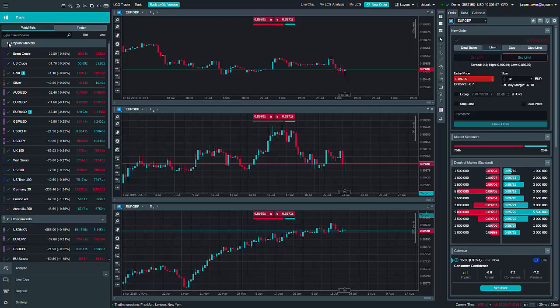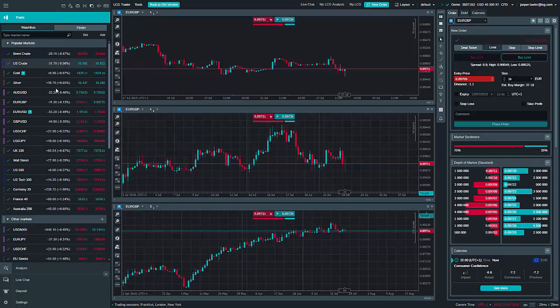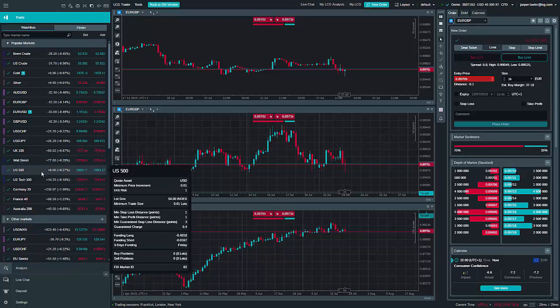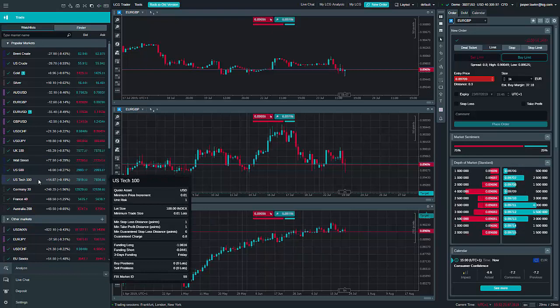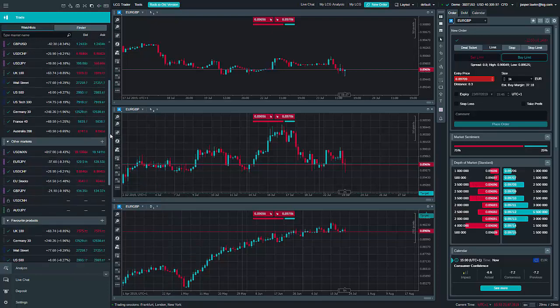It's typically the most liquid markets, meaning the most number of traders, not just with LCG, but globally, that trade these particular products. So Brent crude oil, US crude oil, which is our version of WTI, gold, silver, the major currencies, the major indices. Wall Street covers the top 30 stocks, like the Dow Jones Index in the US, US 500, US S&P 500, US Tech 100, like the Nasdaq, Germany 30, like the DAX, France 40, etc. And obviously various asset classes to consider.